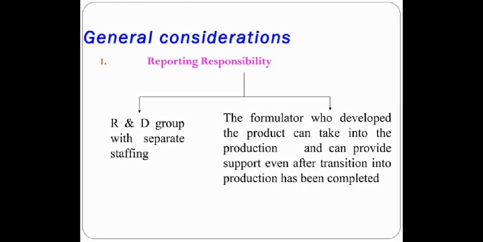Now coming to the general considerations of pilot plant scale up technique. It involves some steps. First, reporting responsibility. It includes R&D, that is research and development group with separate staffing. Then the formulator who develops the product can take it into the production and can provide support even after transition into production has been completed.